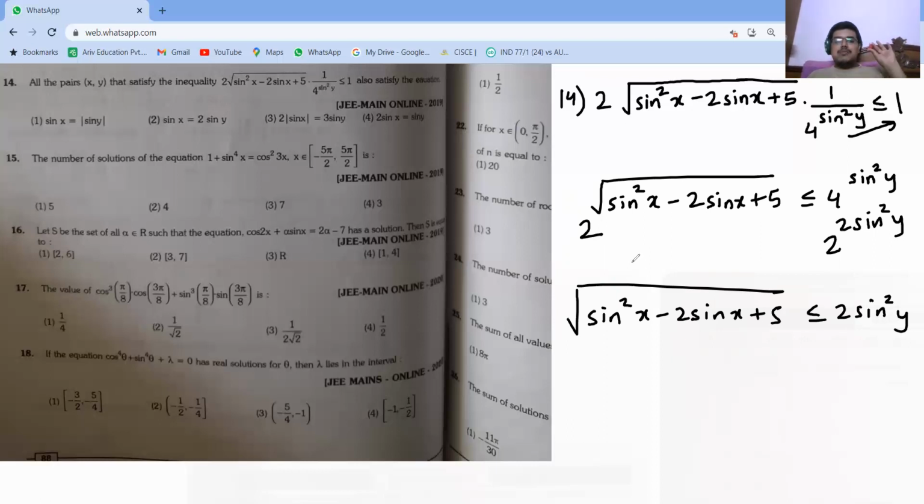Let's solve this and let's see if we get the answer. All right, we'll see if it matches the options. Okay.